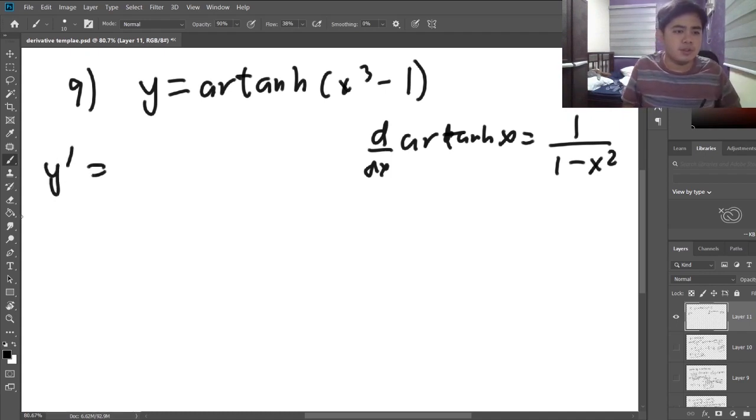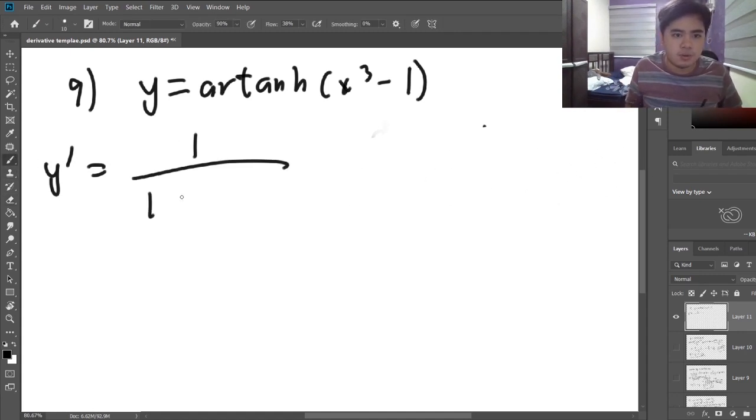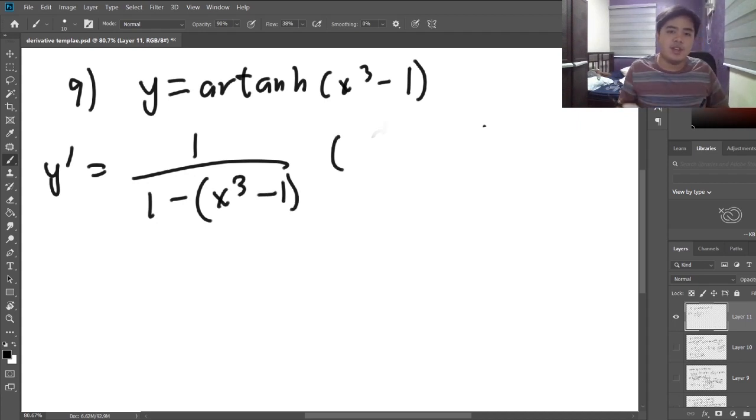y prime is equals to, let me erase this one so we can have room, 1 over 1 minus then x cubed minus 1 squared, and then multiply by the derivative of the inside, which is going to be 3x squared. All right, don't forget the square here.